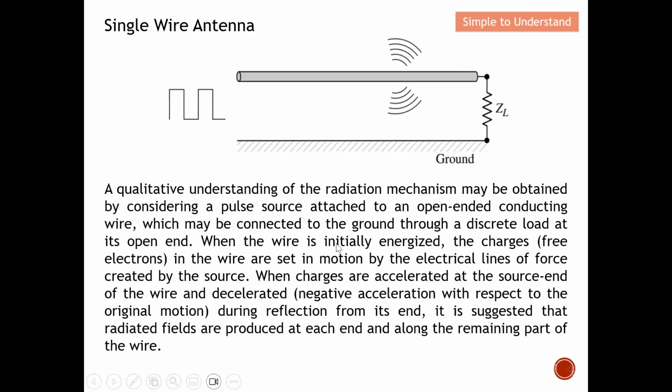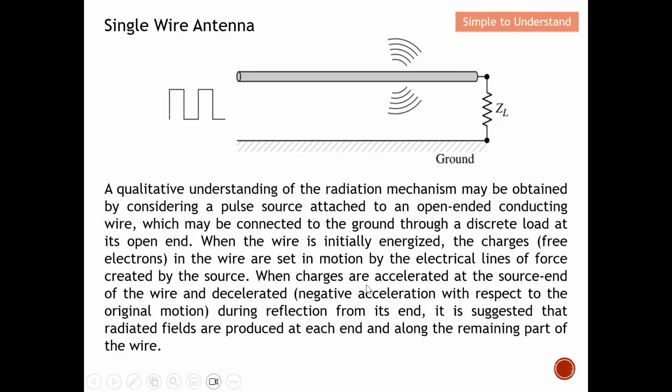When the wire is initially energized, you put a source and energize the wire. The charge, which is the free electrons in the wire, are set in motion. They start to vibrate and have some motion by the electrical lines of force that are created by the source.